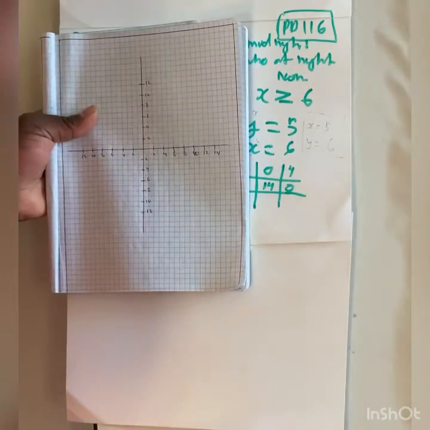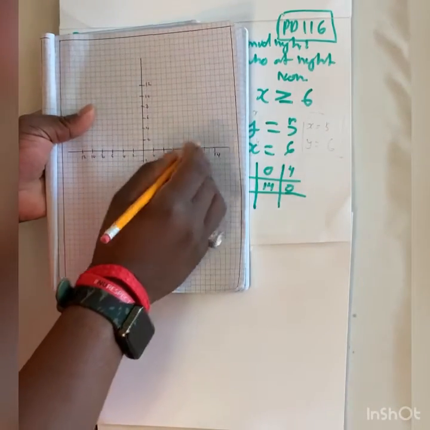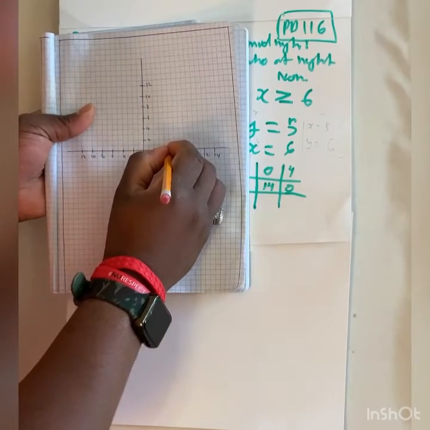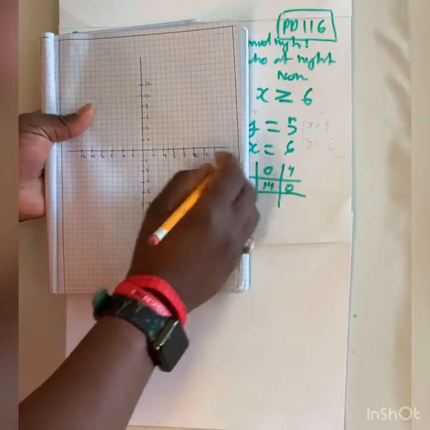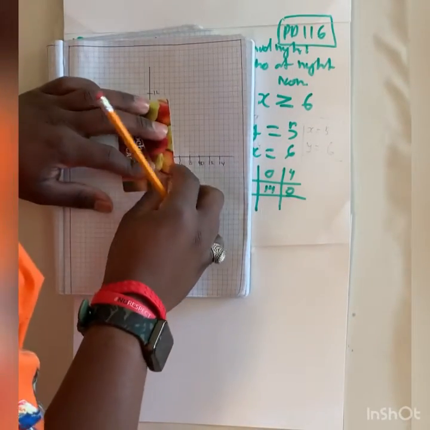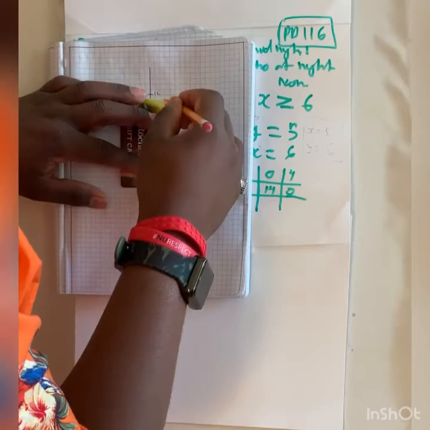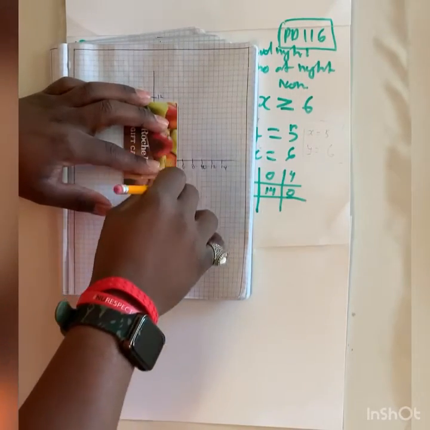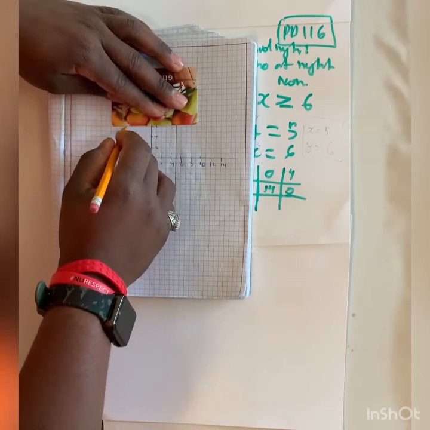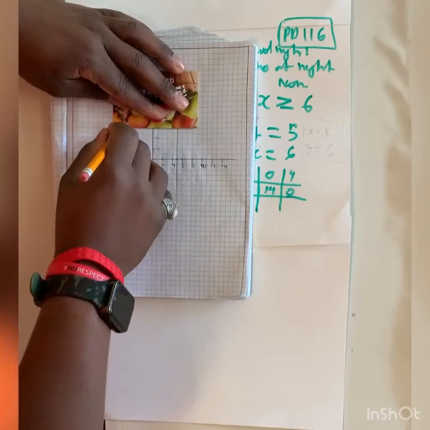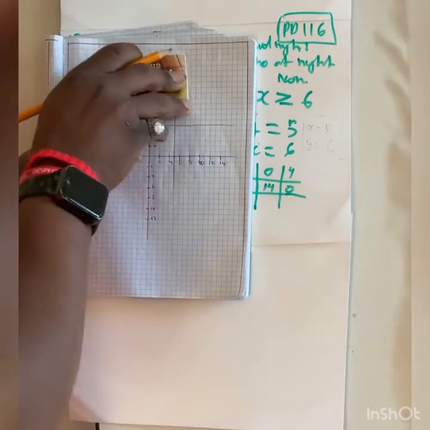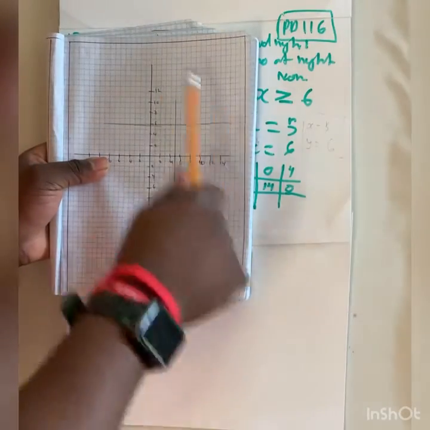So I just read them fast. If you want to graph X is 5, it is over here. So this is X is 5, and I can draw the line. And Y is 6, it looks like this. That is Y is 6, X is 5.